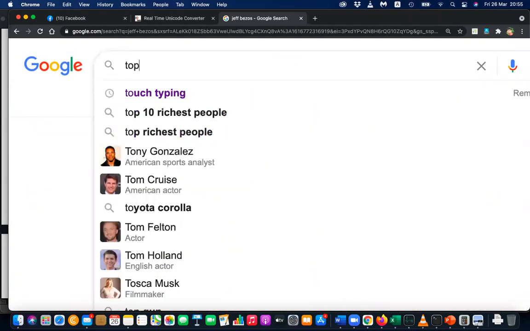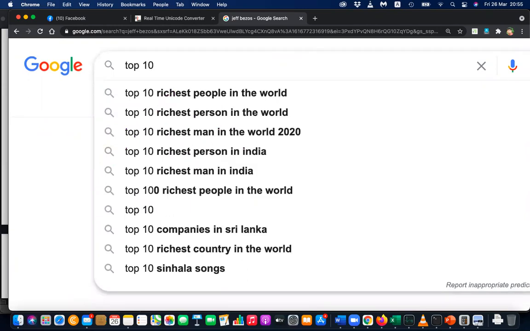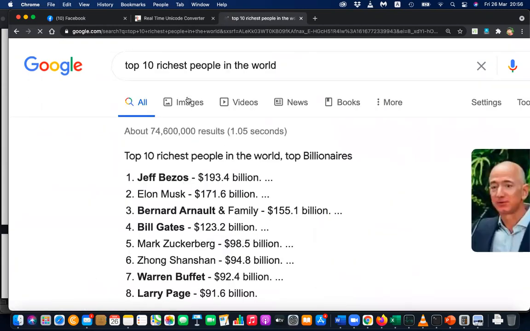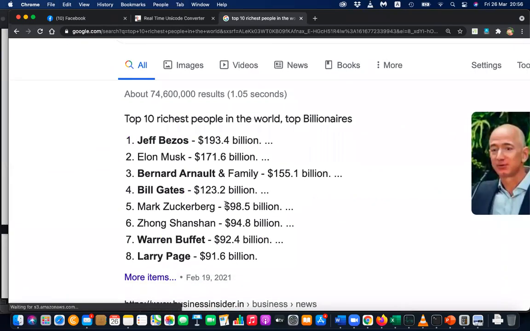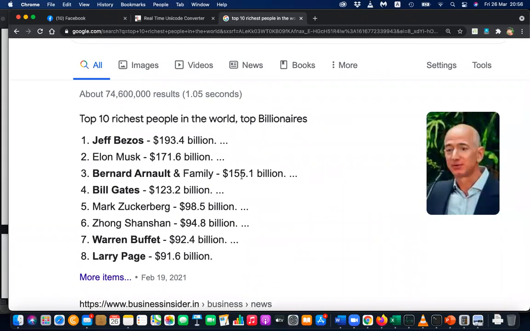Okay, top 10, let's say top 10 richest people in the world in 2021. The first one is Jeff. So now it's raised to 193.4 billion. And Elon is the second, and then Bernard Arnault and family, 155 billion, and Bill Gates, and fifth is Mark Zuckerberg, right?